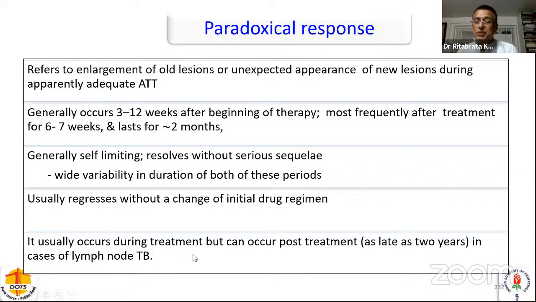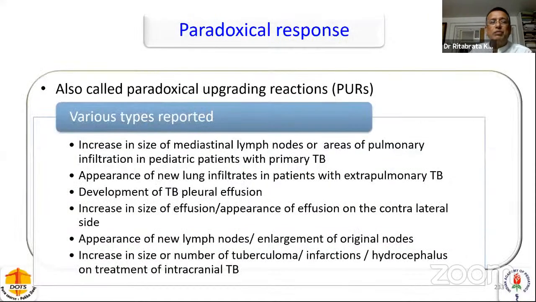It usually occurs during treatment, but in case of lymph node TB, the size of the lymph nodes might even enlarge after quite a long time, as late as 2 years. So paradoxical lesions are usually seen. We'll come to the next. These are also known as paradoxical upgrading lesions.